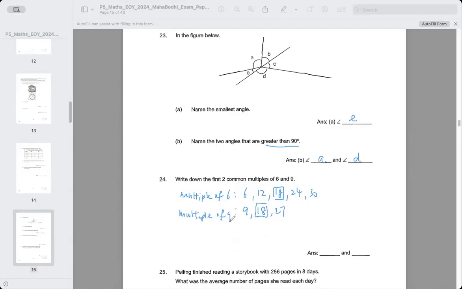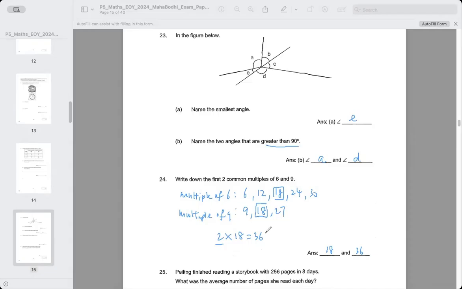Okay, for the second one, you do not need to list down to find the second one. You simply just take 2 times 18 because they want the second common multiple. So 2 times 18 will give you 36. So the first one is 18, the second one is 36. In the event they want the third one, it will be 3 times 18. The fourth one will be 4 times 18. Okay, so do not need to keep listing down to find the subsequent ones after the first common multiple.